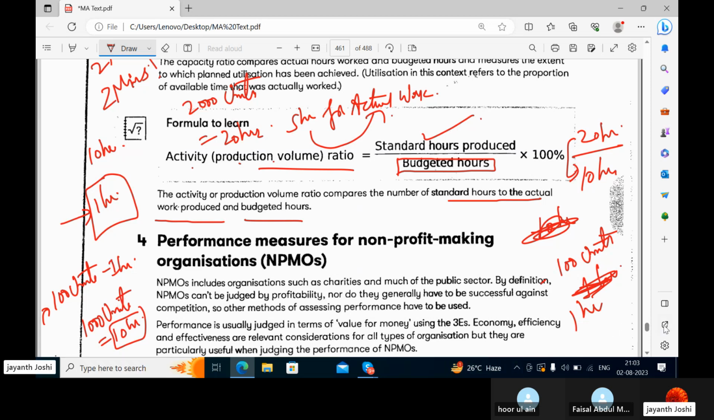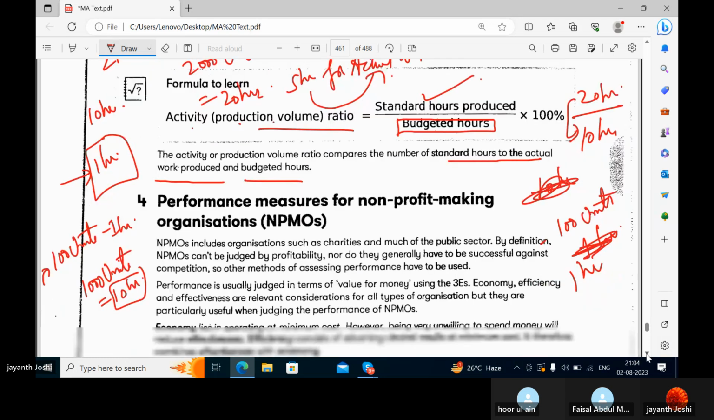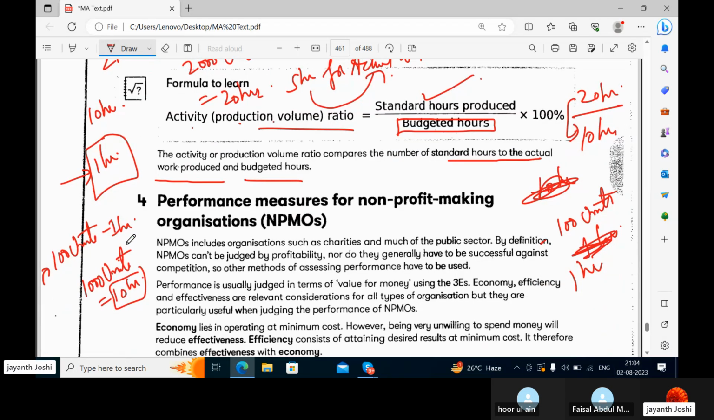Now, the production volume you always produce is 1000 units. This time it has been 2000 units. So you're seeing how many hours you have consumed.